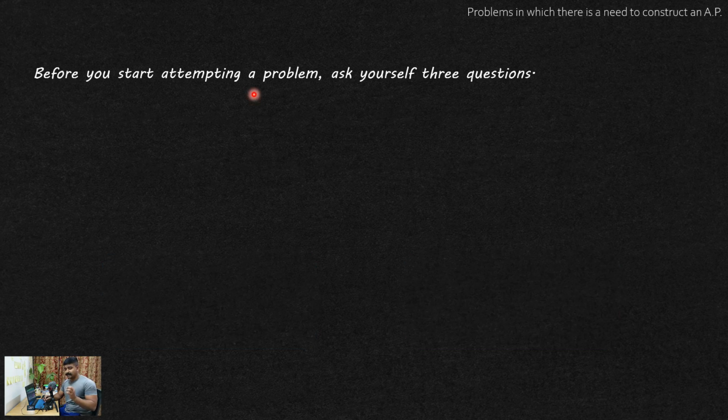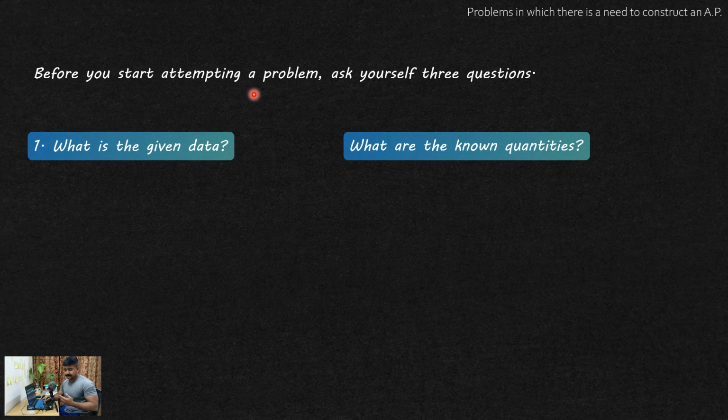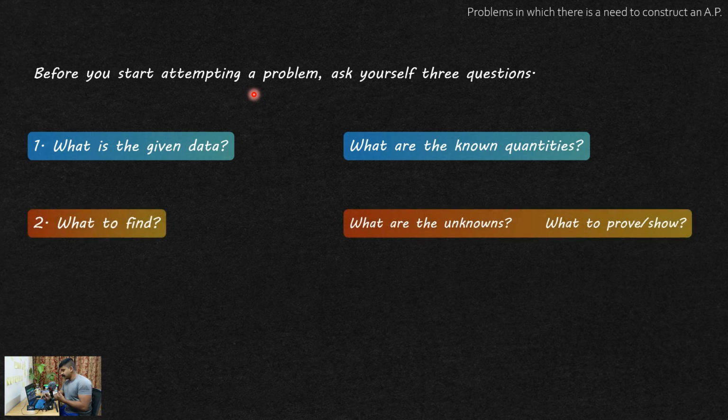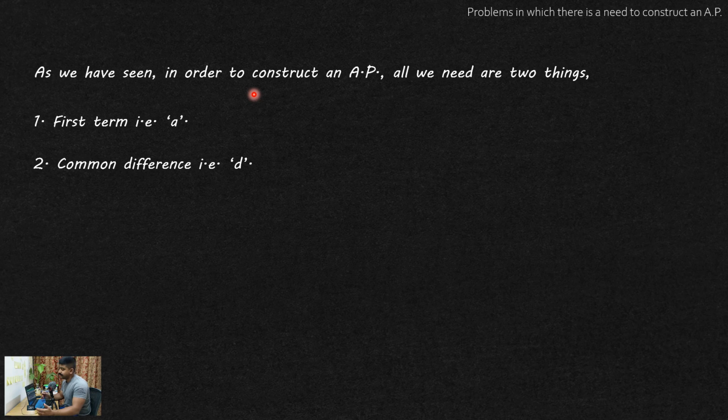Now before you start attempting a problem, ask yourself 3 questions. What is the given data? Or what are the known quantities? What to find? Or what are the unknowns? What to prove? What to show? And then finally, the third question: what are the given conditions?